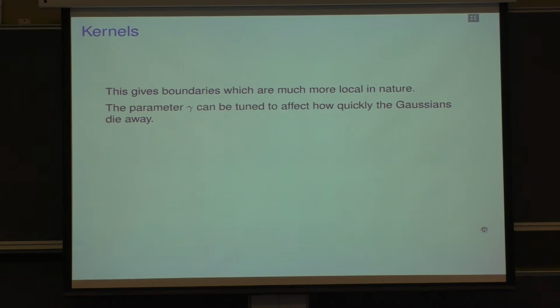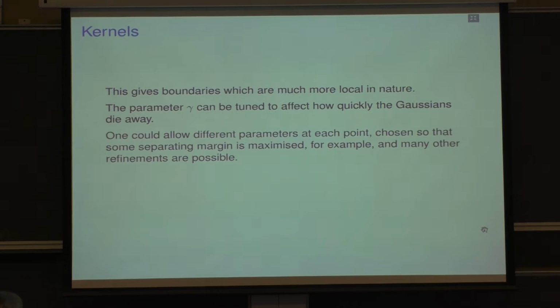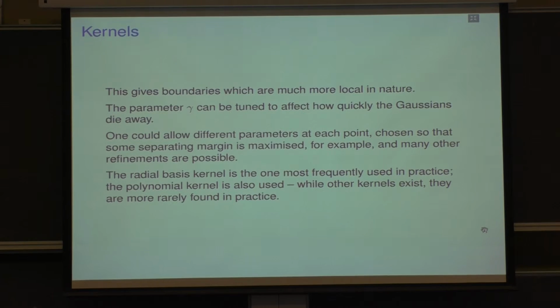And you can choose your gamma to measure how far your Gaussians are dying away. You can vary it in other ways, so you can have varying gammas at every point, and various other things. So the radial basis kernel is the most often used in practice. There are plenty of other functions which do satisfy those formal rules for looking like a kernel function, but they're much more rarely used in practice.